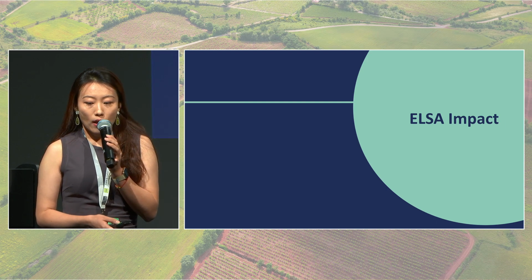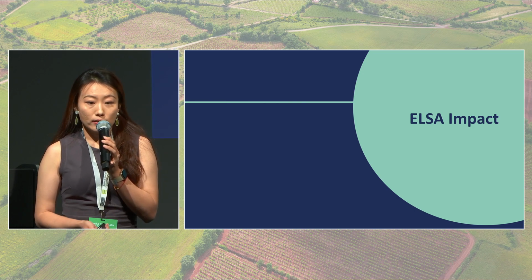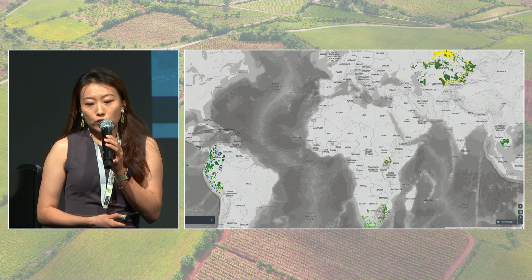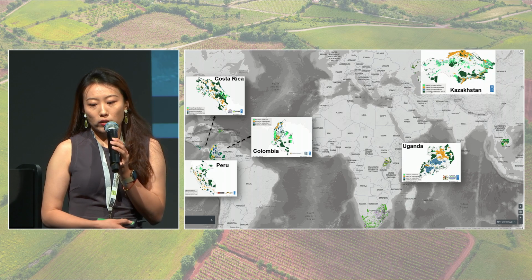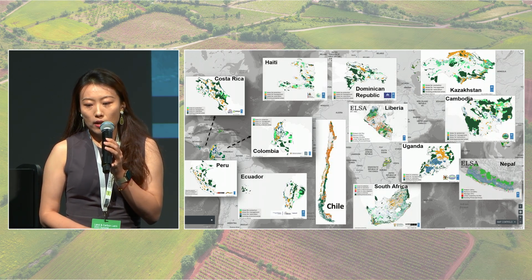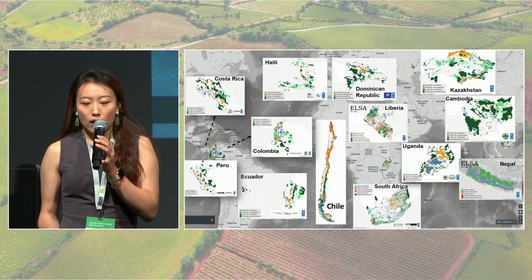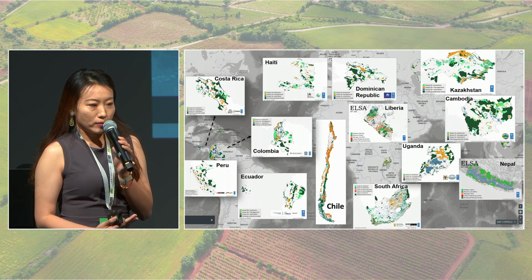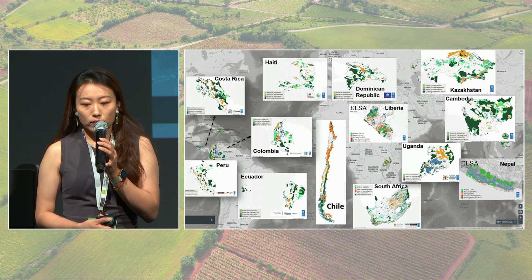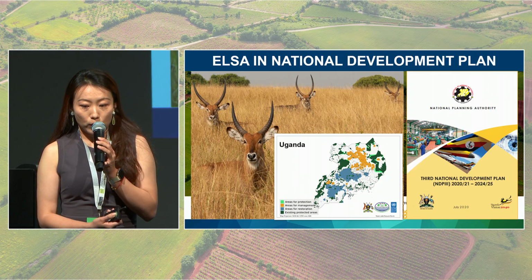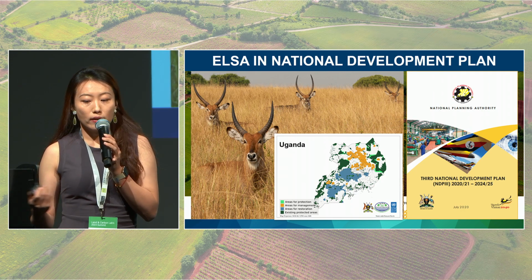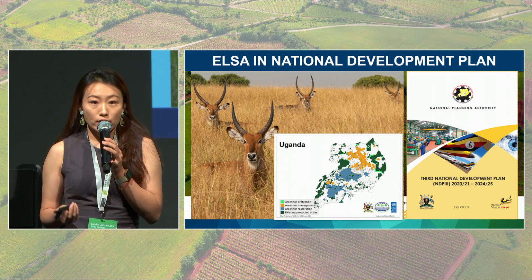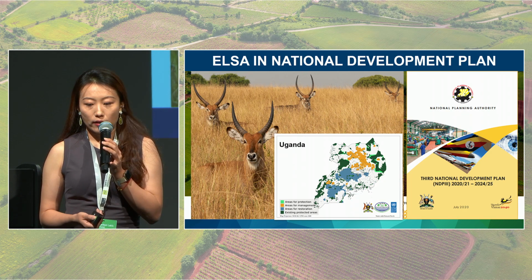With this approach, the ELSA project is welcomed by many countries in the world and is bringing positive impact to their national development plans. Starting from Costa Rica, we then worked with 12 other countries across the world to customize their essential life support areas. And this is how these countries are putting their priority development plans on the maps that are inclusive of biodiversity. In Uganda, for example, the ELSA map has identified where nature-based actions could support disaster risk reduction. This provides a firm foundation for Uganda's third national development plan.